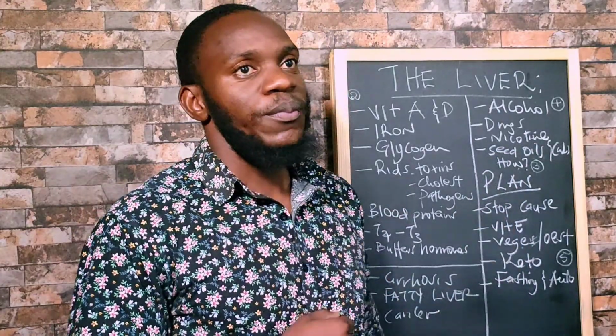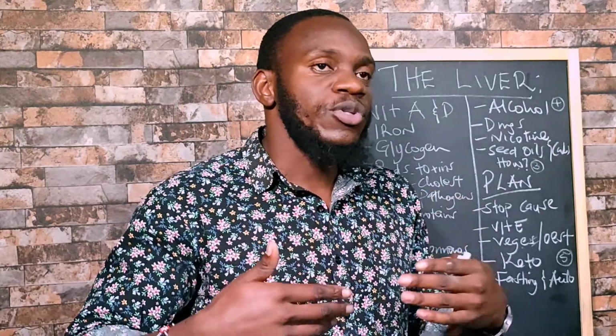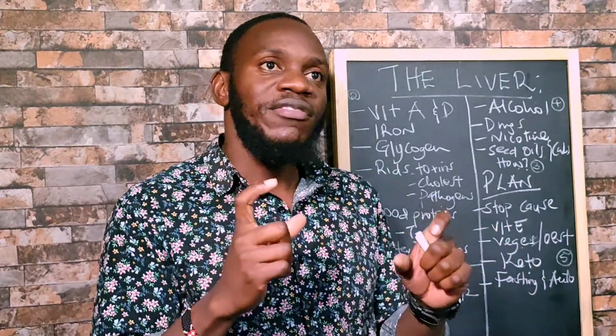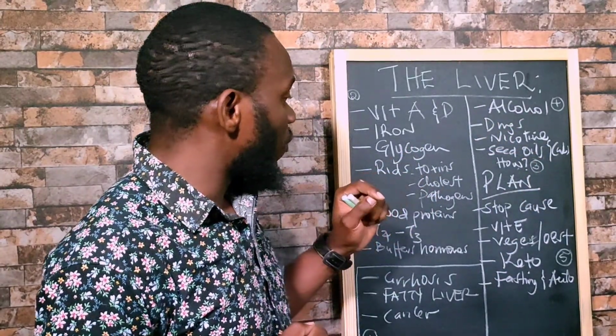Number three, when you're not eating, the liver regulates your blood glucose. How? The liver acts as a storage for glycogen. Every carbohydrate you consume, you break it down to glucose, then this glucose is supposed to be used as energy. But if this glucose has no use at all, the liver converts it into a storage form called glycogen, and then it stores it. So the liver plays a role in storage of glycogen.